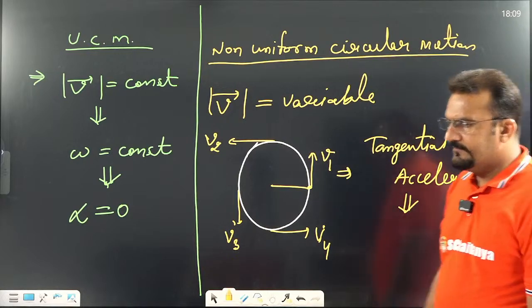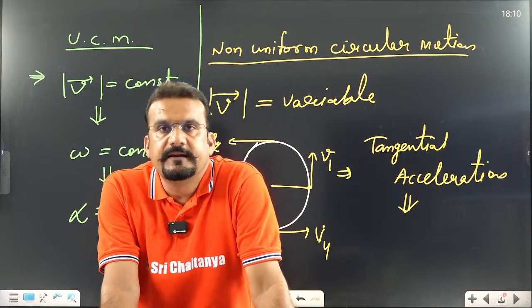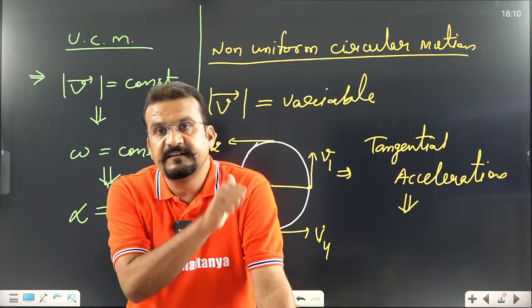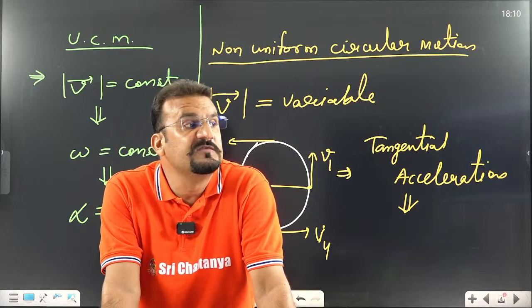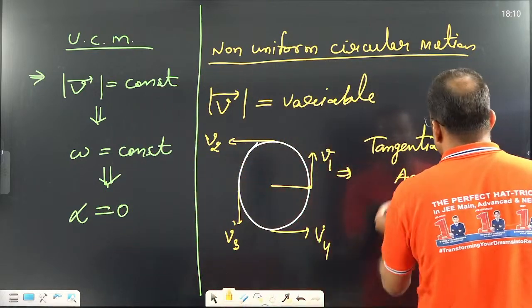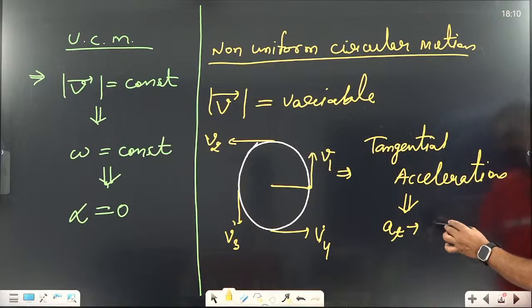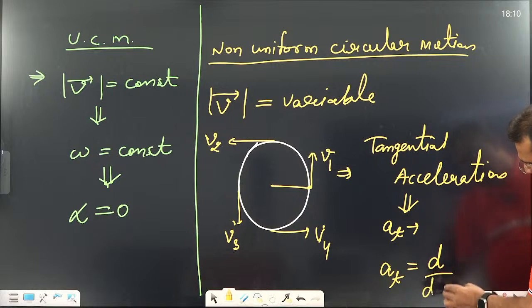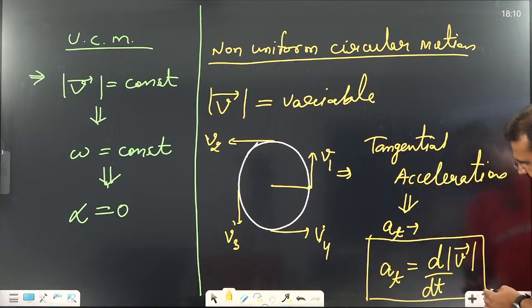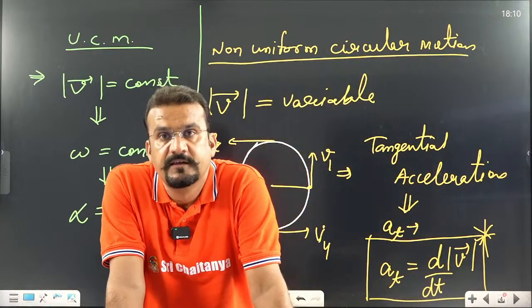Till now, whatever acceleration we have discussed, we have defined acceleration as the rate of change of velocity. But this is the only case where acceleration is defined as the rate of change of speed. You can write this definition also. Tangential acceleration is denoted by AT. It is defined by AT equal to the rate of change of the magnitude of velocity, and the magnitude of velocity is called speed.